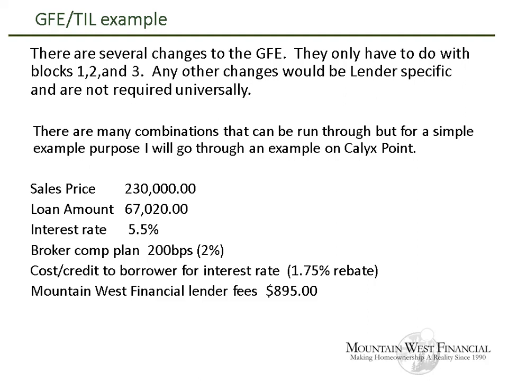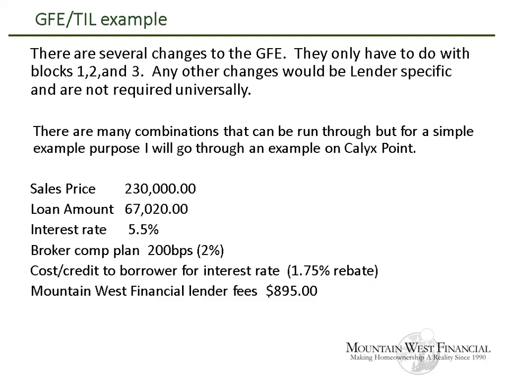So the GFE does change slightly, but it's really only box 1 and 2 that change, and we'll go through how that's affected. There's also many combinations that I could run through, but I'm going to do a simple example, and I'm going to use Calyx Point because I know many of you use that as the origination system. So we're going to look at some of their boxes and where they're populated.